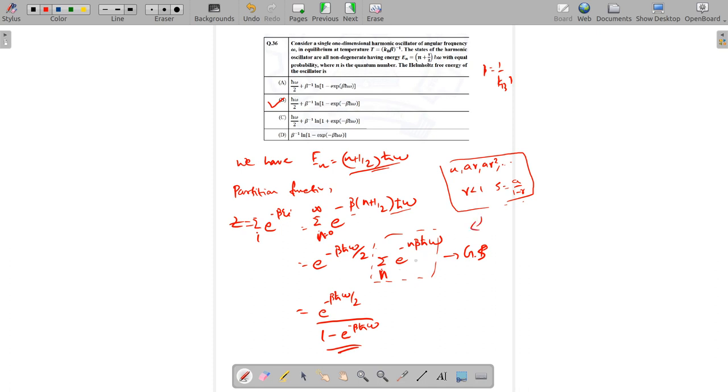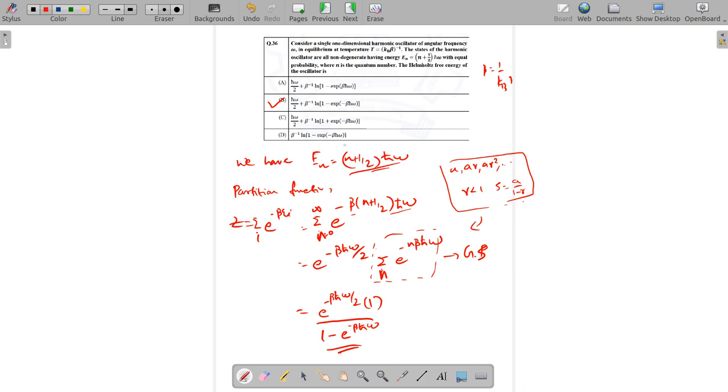So your first term is A. When you put n equal to 0, you will get 1, e raised to 0 is 1. So that's why you have a 1 here, divided by 1 minus R. R is basically e raised to minus beta h cut omega. Each time you multiply the same term, so that means 1 minus e raised to minus beta h cut omega.